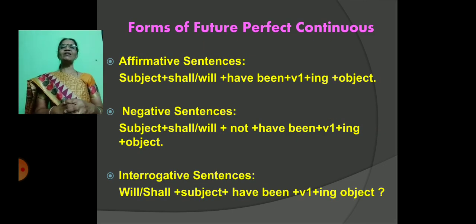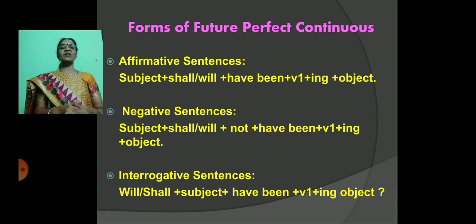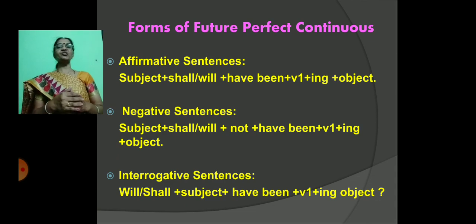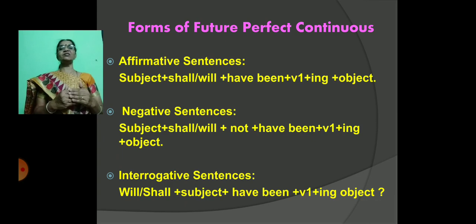Now coming to the last tense, that is the 12th tense, it is future perfect continuous. The forms for future perfect continuous are, for affirmative sentence you have subject plus shall or will plus have been plus verb in ing plus object. For negative sentences it is subject plus shall or will plus not plus have been plus verb in ing plus object. And for interrogative it is will or shall plus subject plus have been plus verb in ing and object.